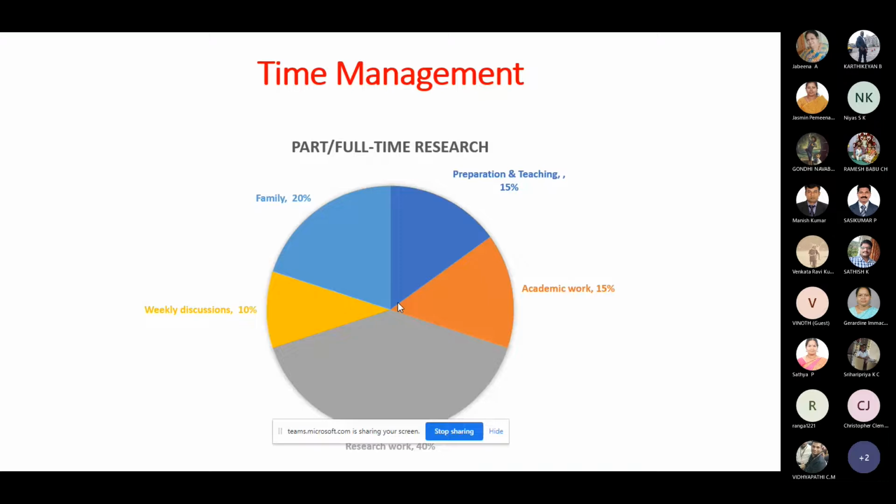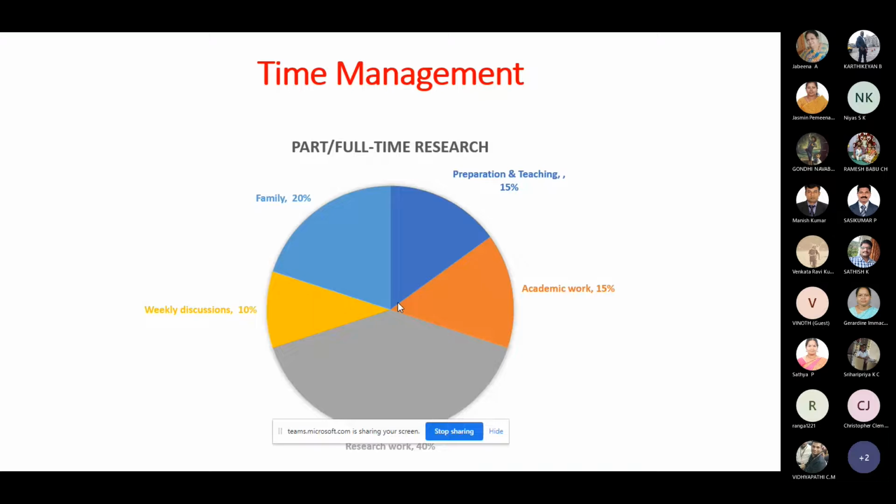That's my personal experience, so the percentage may be different. You may have different ideas. Please think over it. I have kept 20% for family time. This is the weekly time management that I projected. So 40% research in a week and 10% weekly discussion, so you can say that 50% you are spending your time on research. The weekly discussion may be a group presentation or a critique of a new publication or something.